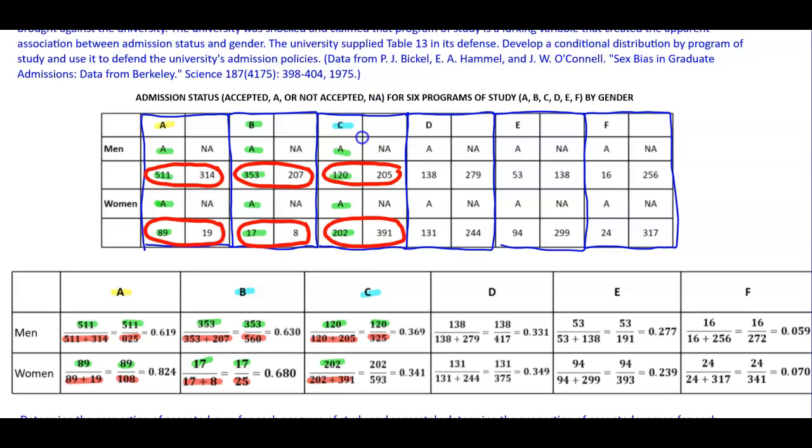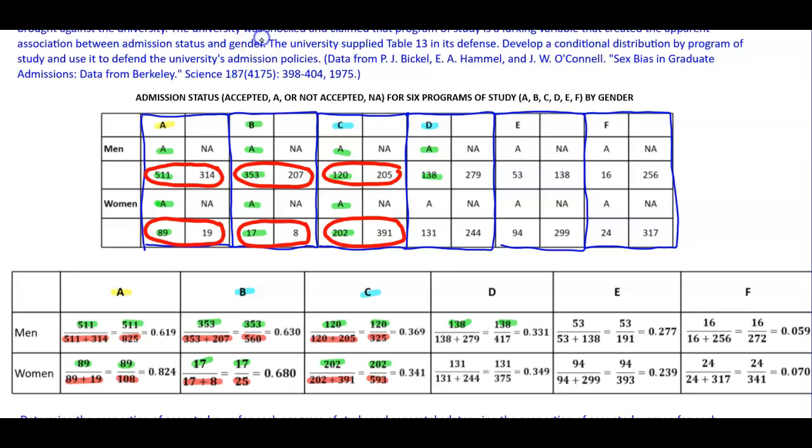And so therefore, 202 plus 391 gives us 593. If we take 202 and divide it by 593, then we get 0.341, which is representative of 34.1 percent. Okay, now we're going to look at Program D. So how many were accepted for men in Program D? Well, 138. So that's going to be in our numerator.